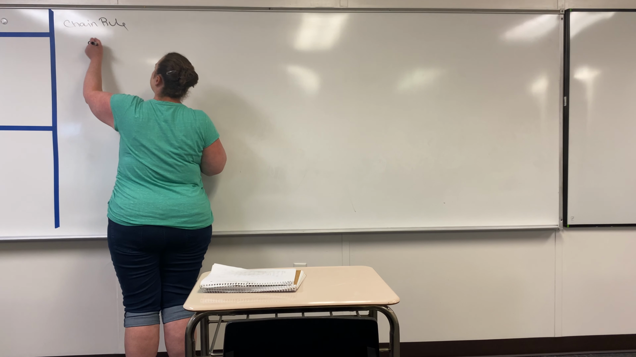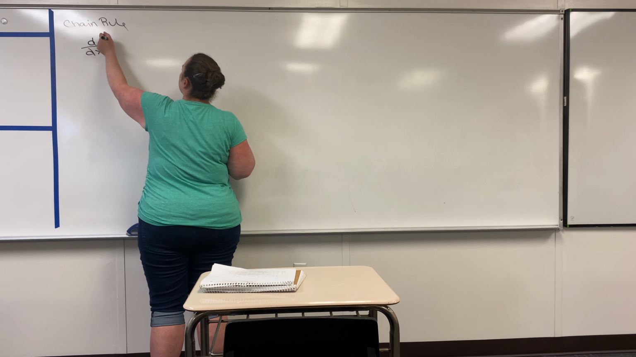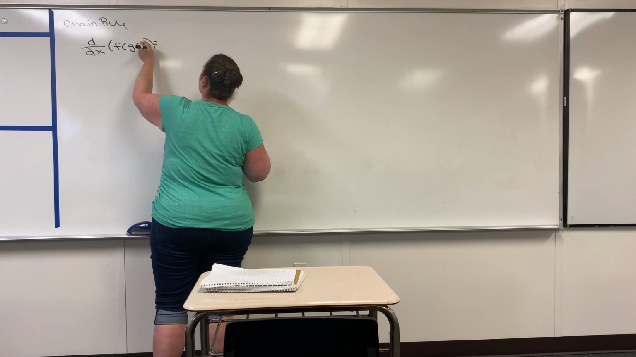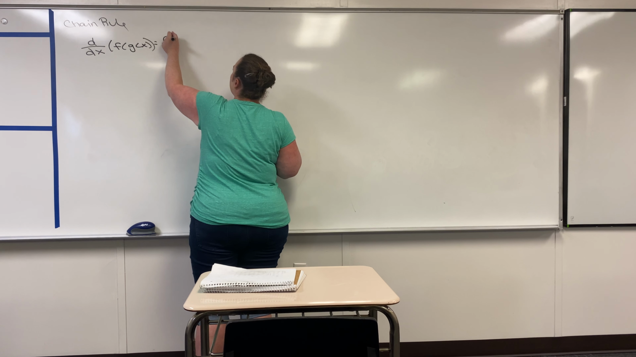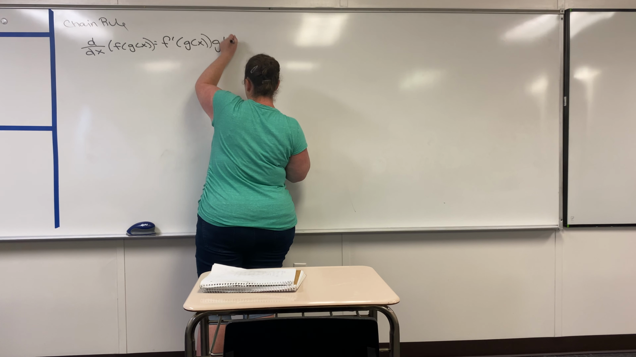So chain rule, what it looks like as a rule, is that you're taking the derivative of f of g of x, which is why it's a composite function. What you do is you take the derivative of the outside part without changing the inside, and then you take the derivative of the inside part.